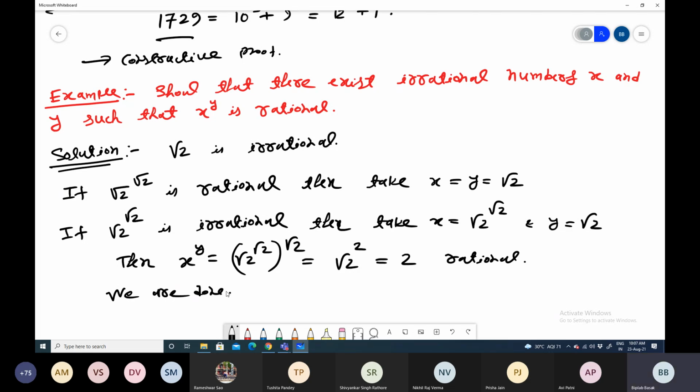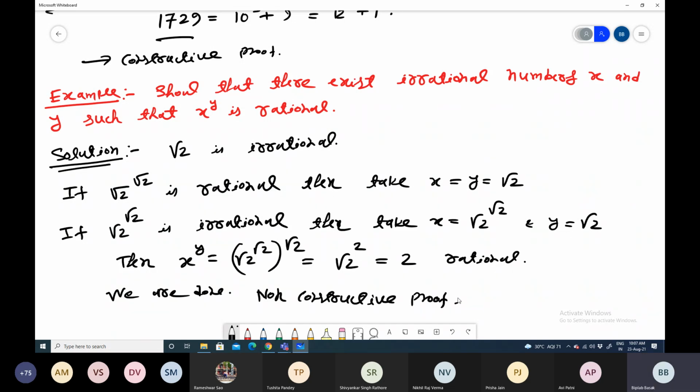Note that here we don't need to prove whether root 2 power root 2 is rational or irrational, right? You don't have to find that. In either case, you can find such an example. So therefore, this is called a non-constructive proof.